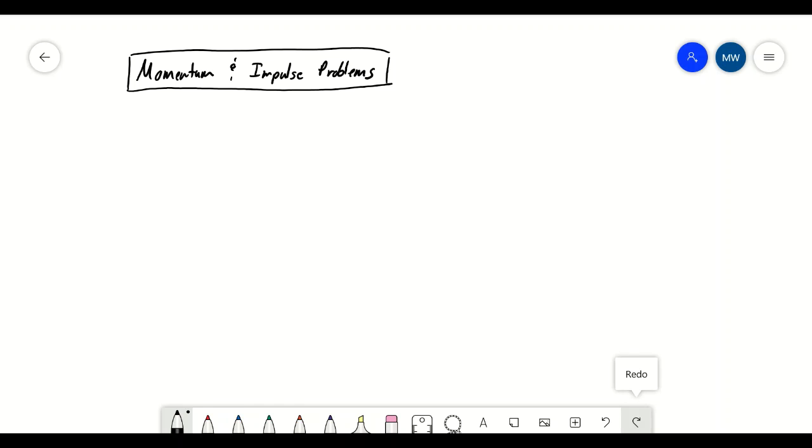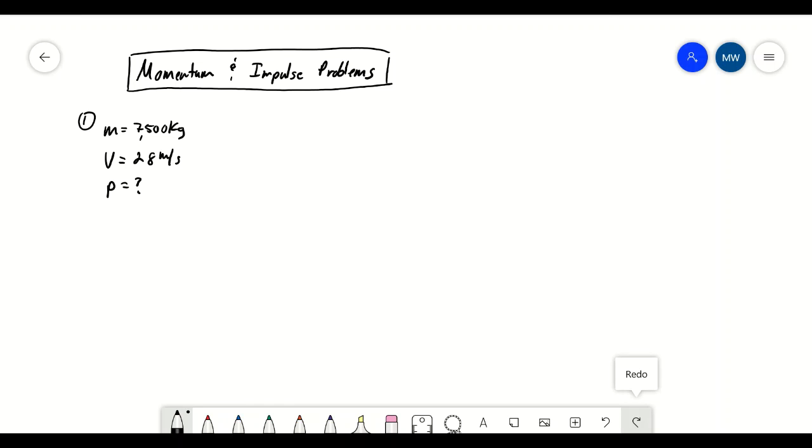Hello students, let's do a couple of momentum and impulse practice problems. The first problem was about a school bus, so we'll list that the mass of the school bus was 7,500 kilograms, and the school bus was moving on the highway at a speed of 28 meters per second, and we want to find out what the momentum equals.